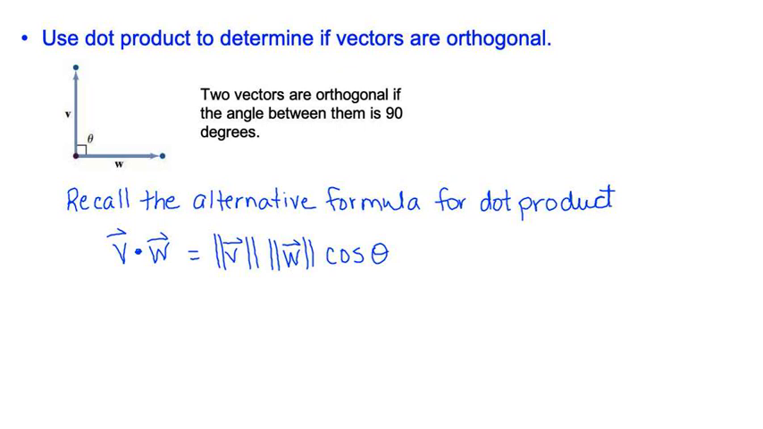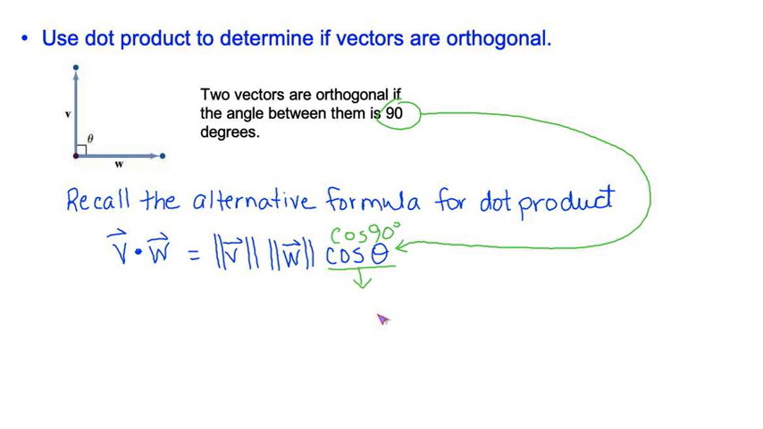Now, I want you to recall the alternative formula for the dot product. I have it written here. So in this case, theta would be 90 degrees. So if we put in cosine of 90 degrees right here, we know that cosine of 90 is 0. So this value goes to 0, and 0 times anything is 0. So we end up with 0 for the dot product.